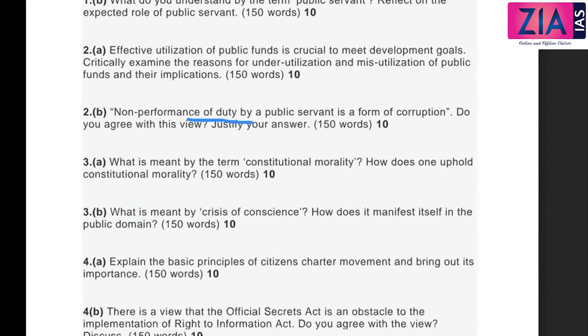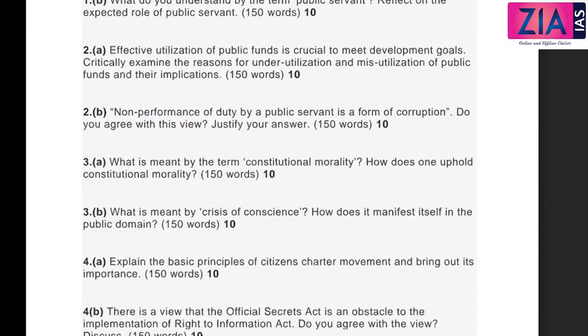Non-performance of duty by a public servant is a form of corruption. Do you agree with this view? Obviously, you will say you agree with this view, right? You are not performing a duty means you are not doing the job. You are not doing the job and you are getting the salary means what? It is a kind of gratification. It's a kind of illegal gratification. It's a gain, right? Illegal gratification, and that's actually part of corruption also. That will in fact come under the definition of corruption.